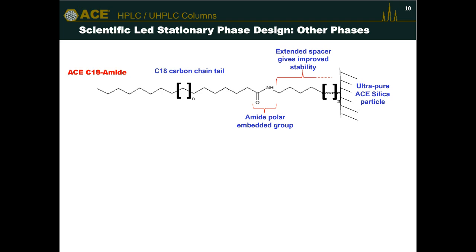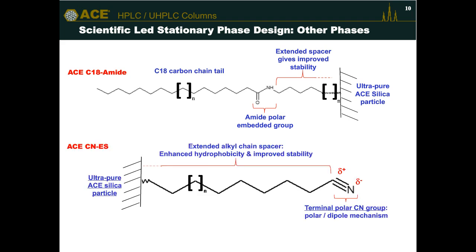In fact, this polar embedded phase can be used at 60 degrees for a month in phosphate buffer, so it's a very stable stationary phase. And also we can design other types of chemistries based off similar concepts. So at the bottom there, we now have the cyano-ES phase. This is a stable cyano phase.